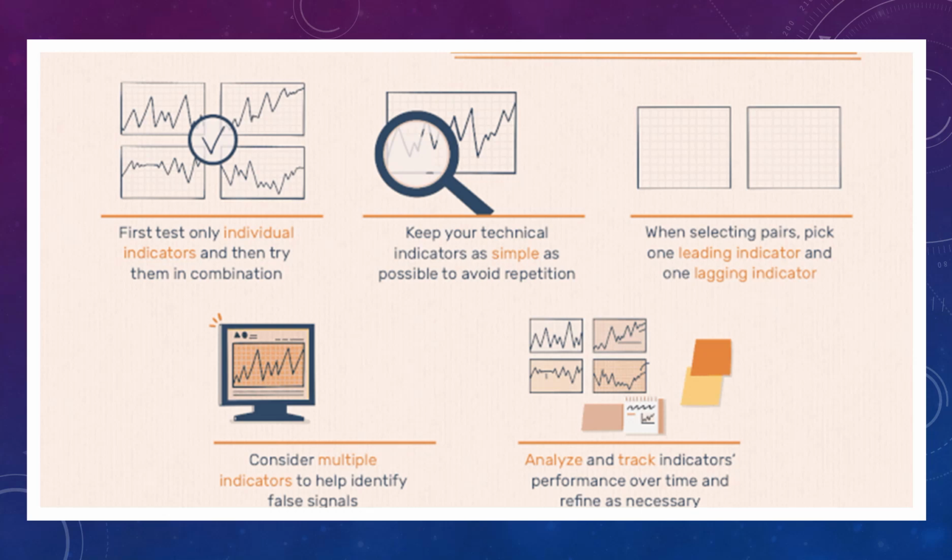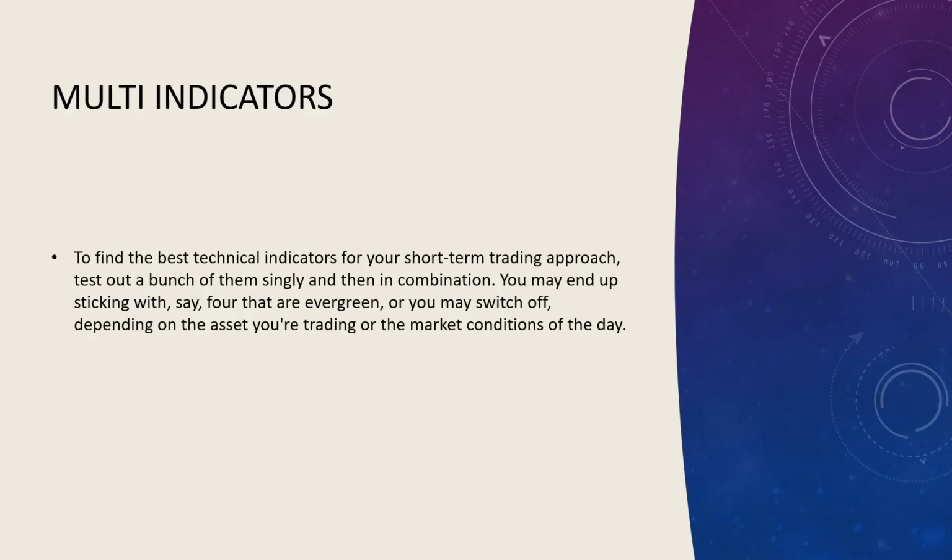When selecting pairs, pick one leading indicator and one lagging indicator. Consider multiple indicators to help identify false signals, and analyze and track indicators' performance over time and refine as necessary. So to find the best technical indicator for your short-term trading approach, test out a bunch of them singly and then in combination. You may end up sticking with, say, 4 that are evergreen, or you may switch one off depending on the assets you're trading or the market conditions of the day.